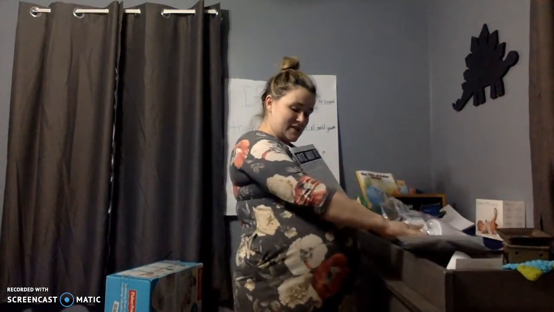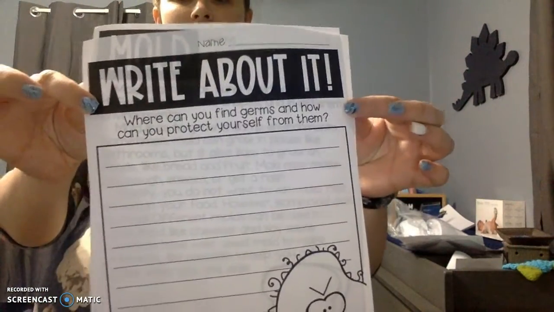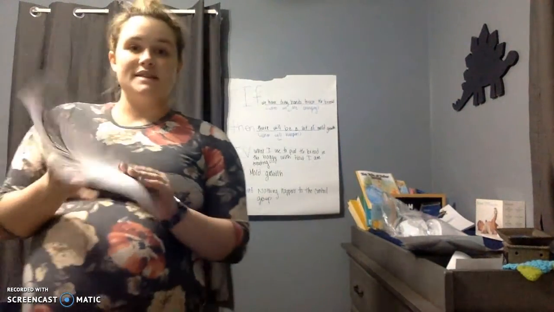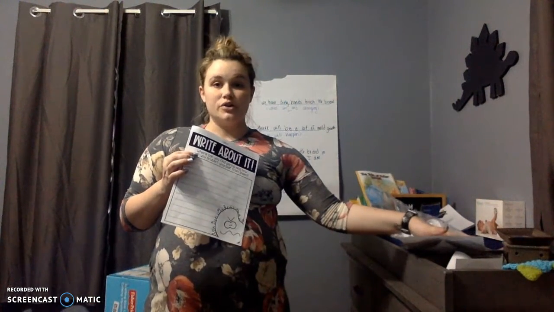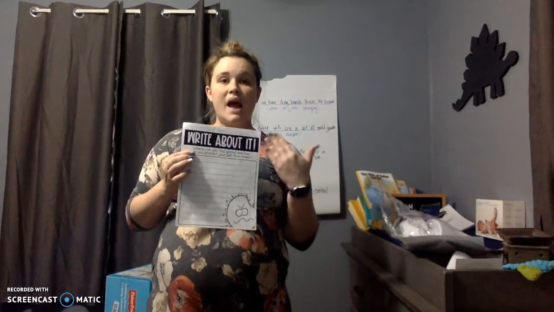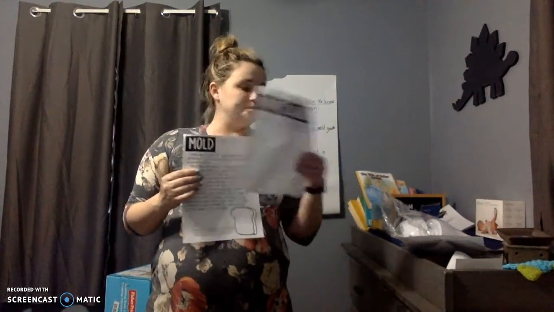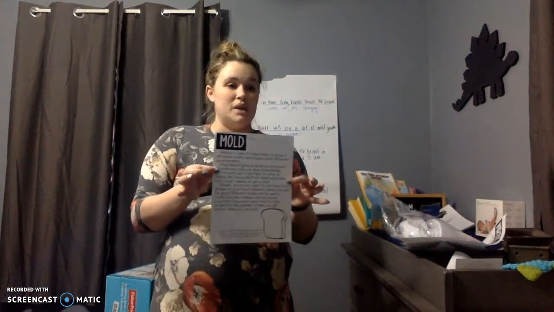After that, you're going to have your write about it, okay? So this is your little writing prompt. We're working on doing writing in kind of all of our classes. So where can you find germs and how can you protect yourself from them? So you're going to take the information you found on your germs worksheet and you're going to kind of talk about where you find germs, how you protect yourself from them, all of that. And then on the last page, yes, this is going to be at the end of the experiment, but I want you to follow along with me as I read it.